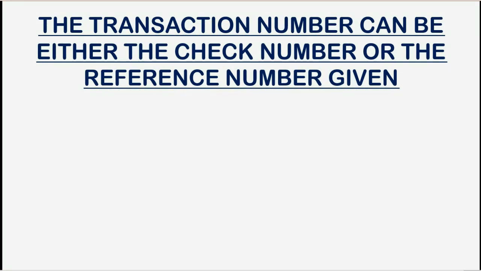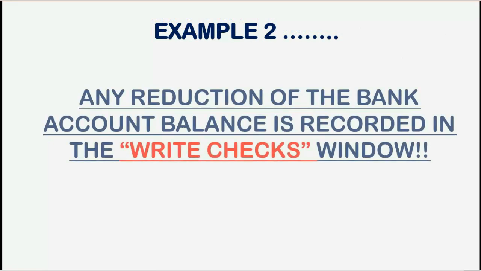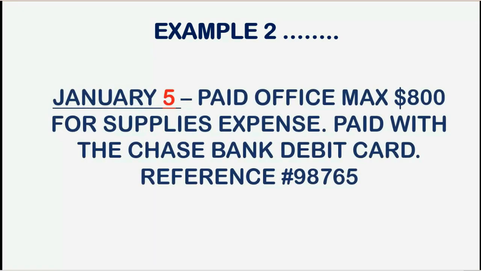The transaction number can either be the check number if you're writing a check, or the reference number on the ATM slip or debit card slip at the moment you charge from the company bank account. And that's the number that we'll put in the Write Checks field. And again, remember, any reduction of the bank account is recorded in the Write Checks window, even a debit card charge. So that's what the reference number is, and this is the information.